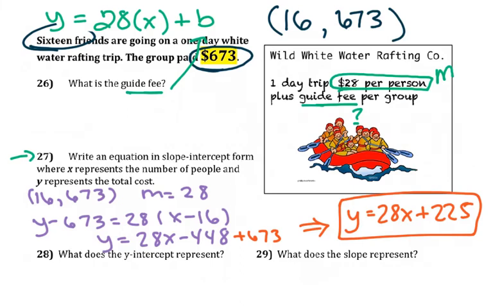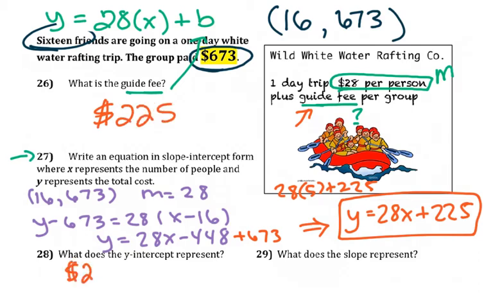So if you think about it, if you're going to go on this trip, let's say you take 5 people. So it's going to be 28 times 5 plus 225. What is that 225? That's the guide fee. So the guide fee is $225. That's the y-intercept. It represents a $225 guide fee. Notice that the question doesn't say what is the y-intercept. So if you just say 225, that's not right. It says what does the y-intercept represent? And it represents a $225 guide fee.